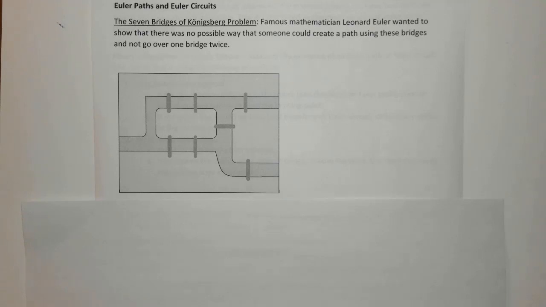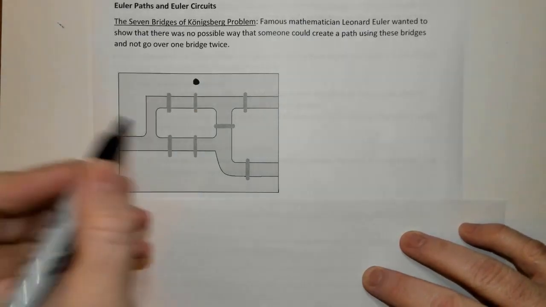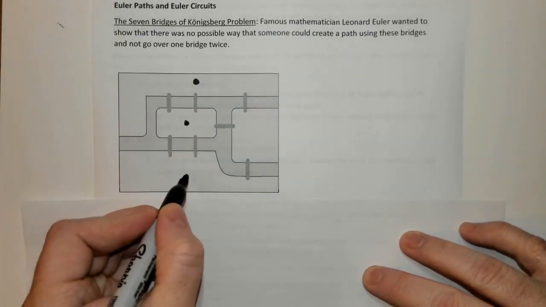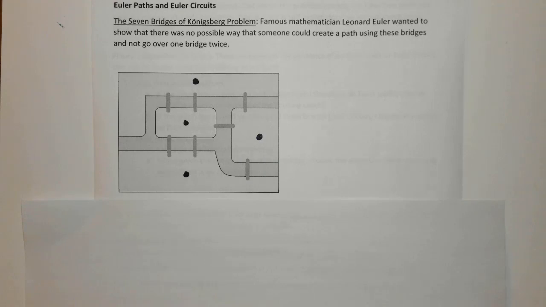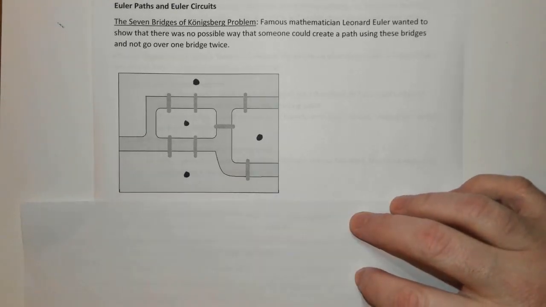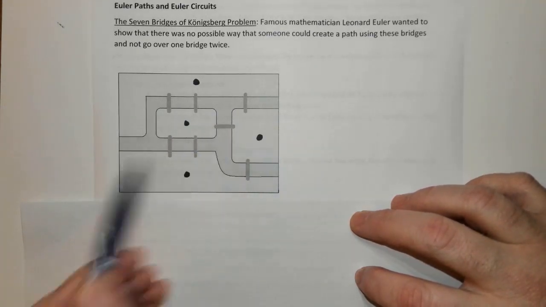In this story, we can start at any of the land masses. So let me go ahead and just use a dot or a vertex to represent each of these land masses. And the idea here is he wanted to show that it is impossible to start at any of these vertices and cross every single bridge exactly once. So let's just see. Just so you know, this is water, and then these are bridges.